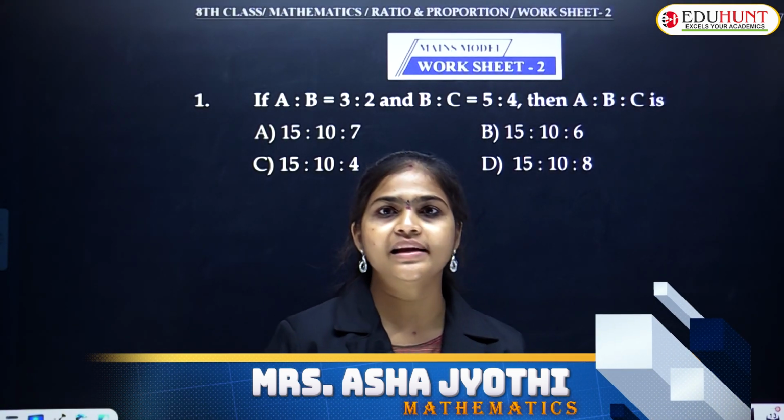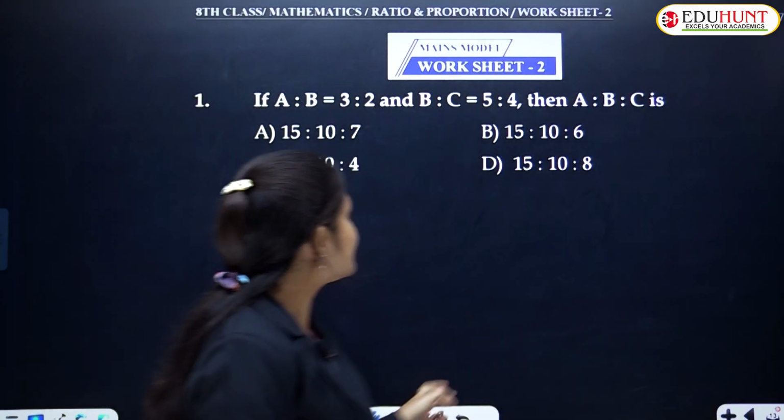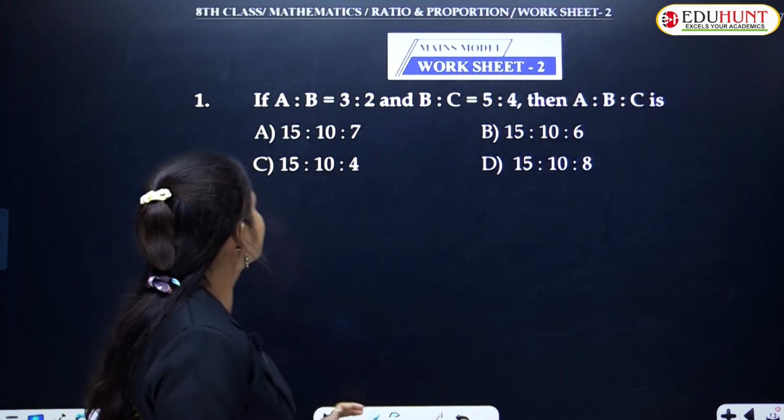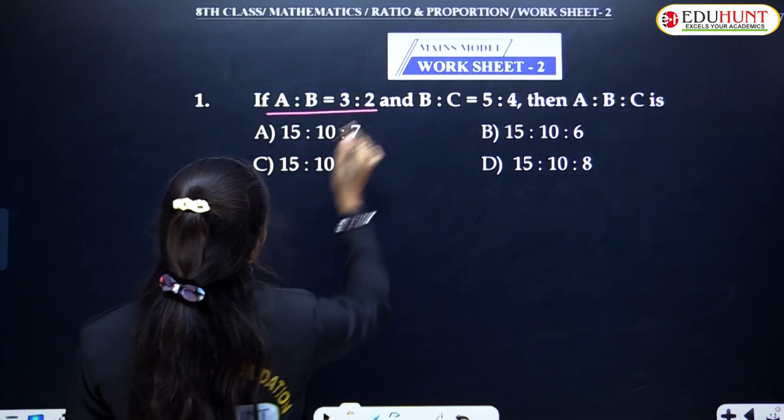So children, in the previous video we discussed the questions from worksheet 1A. In this video we are going to discuss the questions from worksheet 2. See here, what is the first question they have given? If A is to B is equal to 3 is to 2.